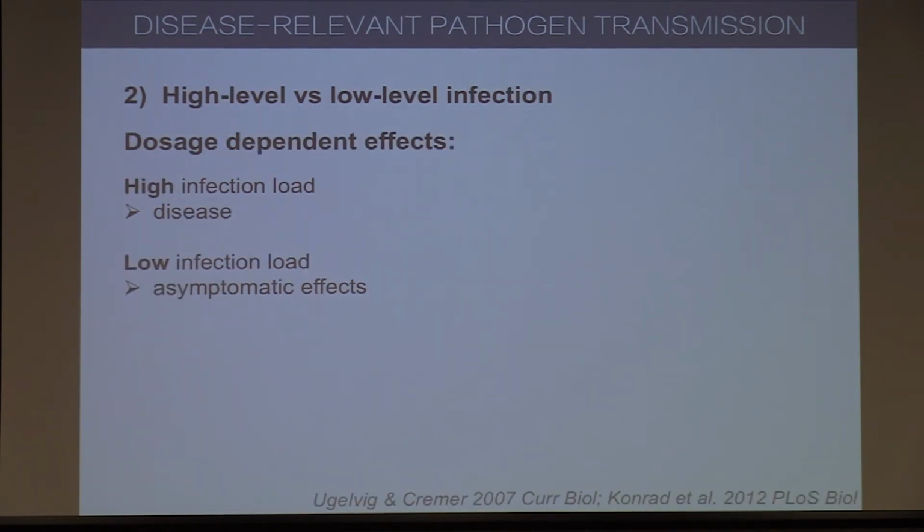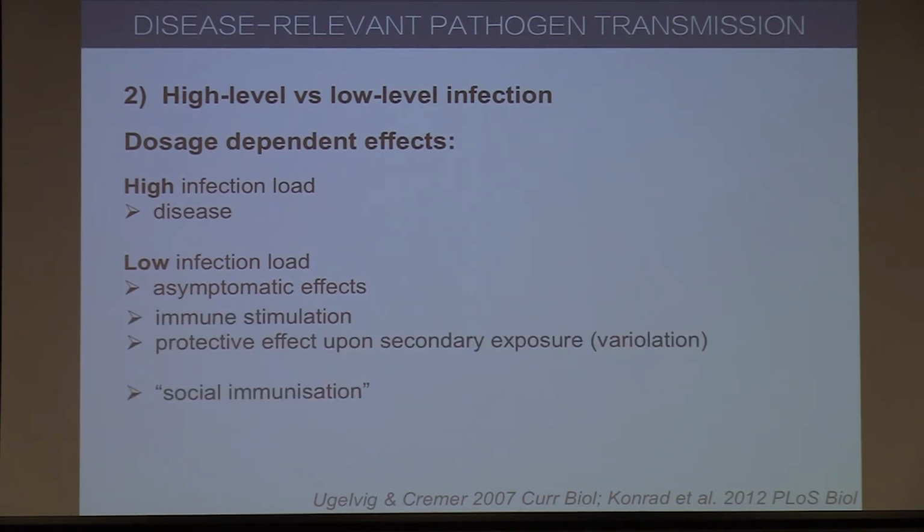Also, this particular pathogen is very highly dose dependent. I would say only a high infection load is causing disease, and a low infection load doesn't show any disease symptoms, but it actually induces some immune stimulation, and even some kind of vaccination, if you like, or variolation in the closer sense, a protective effect upon secondary exposure. And there is some correlation between the exposure dosage that an individual gets and the later infection likelihood, whether they have a high or low level infection.